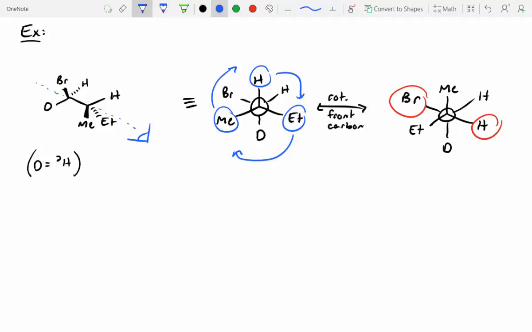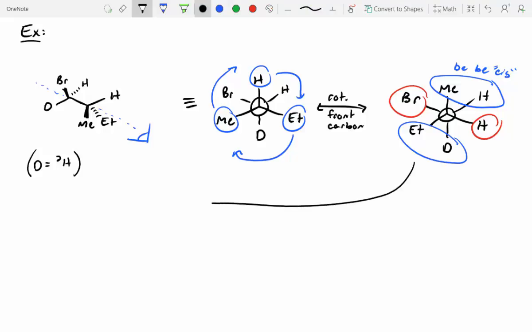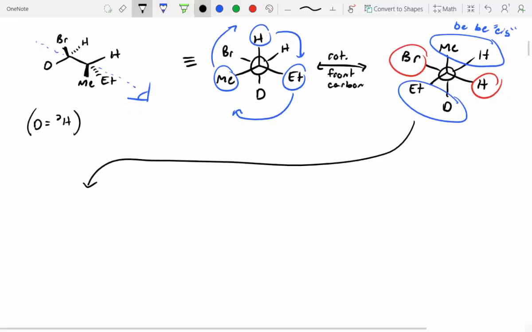And then, just like we did in the previous example, I like to circle the groups that are remaining. So these will be cis to one another, and these will be cis. And I'm using cis in a loose sense, just meaning that they're on the same side of the double bond. Okay, so now let's go ahead. And what I want to do is redraw this using a 2D conformation. So let's redraw this back into our bond line structure, similar to what we had before.